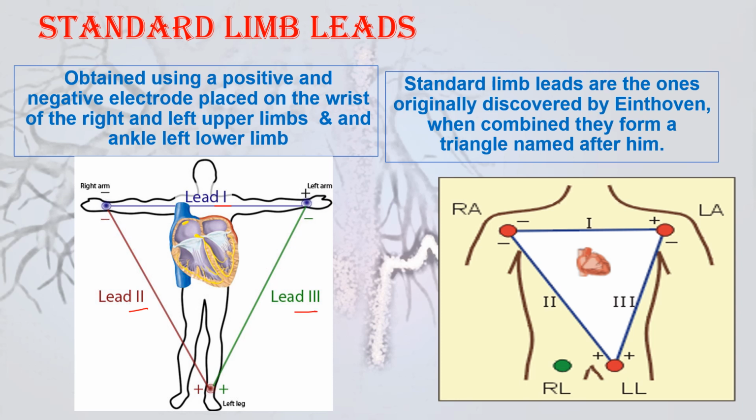And the augmented leads are AVR, AVL and AVF. So in this, there is the electrical connection between AVR and AVL, that is lead 1. Then AVR to AVF is lead 2, and AVL to AVF is lead 3.